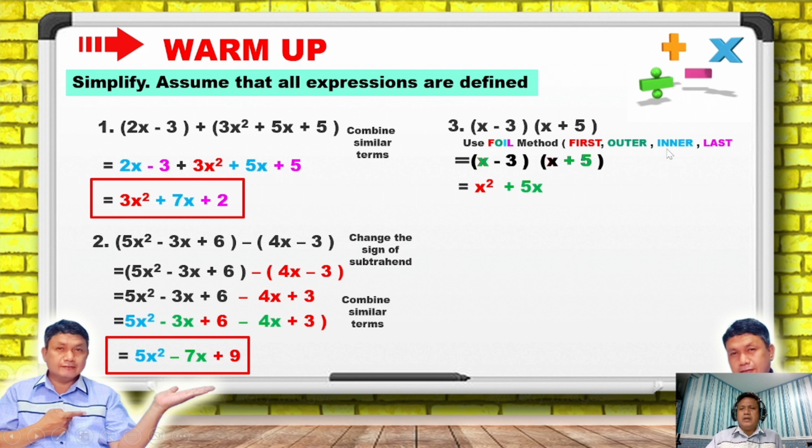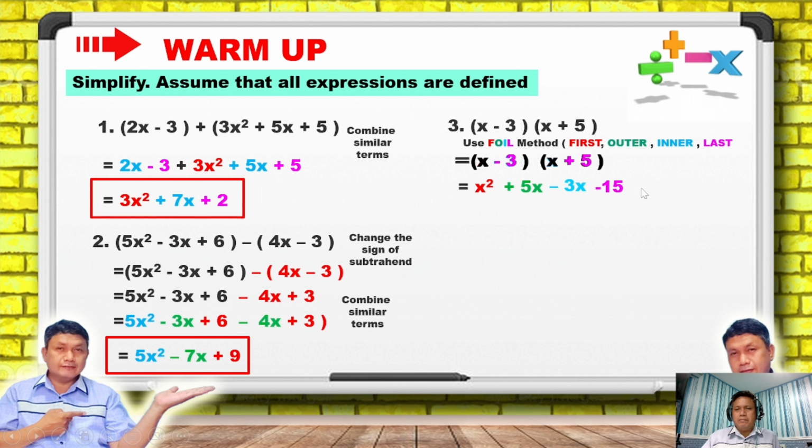Next is the inner, kulay blue. So kukulay blue natin ang inner, at ang inner ay iyon. Ano? So we have negative 3 times x. The answer is negative 3x. And lastly, yung kulay pink ay gagawin natin para sa last, and that is negative 3 times positive 5. So the answer is negative 15.